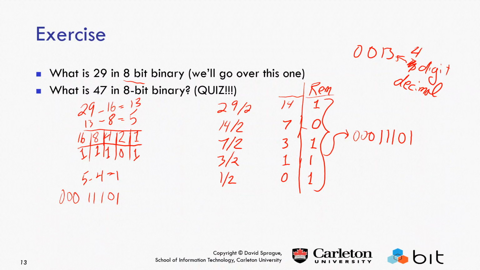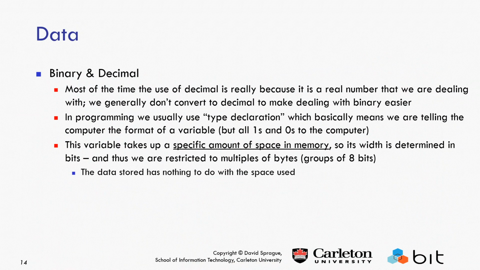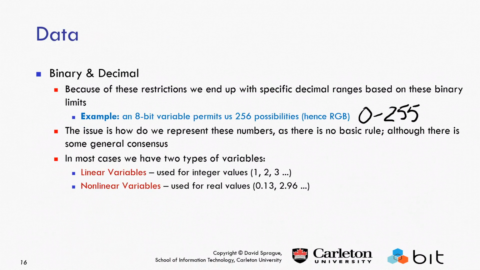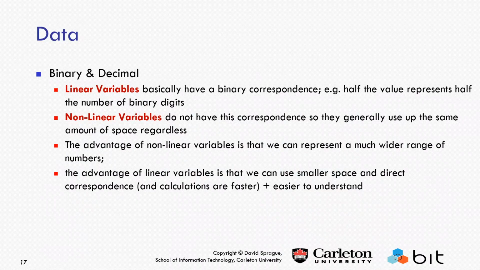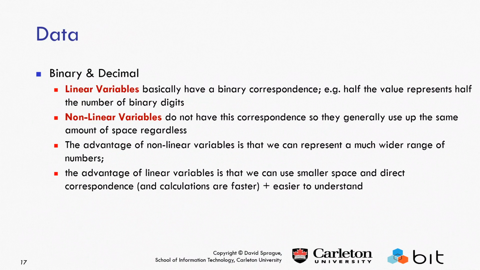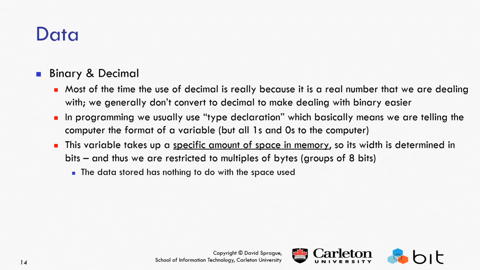Okay. With that being said, I have a couple more things I want to make sure of. Decimal, binary. Okay, there we go. After we get there, we'll stop at 2's complement. All right. So most of the time when we use decimal, it's really a real number we're dealing with. We don't normally convert to decimal and back again much.